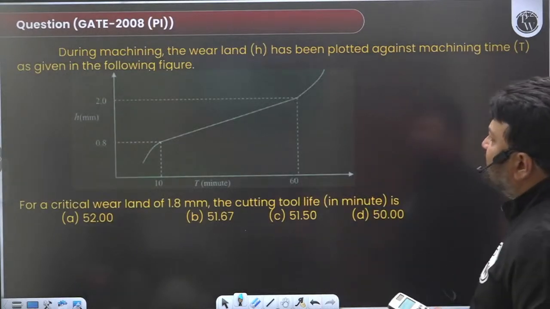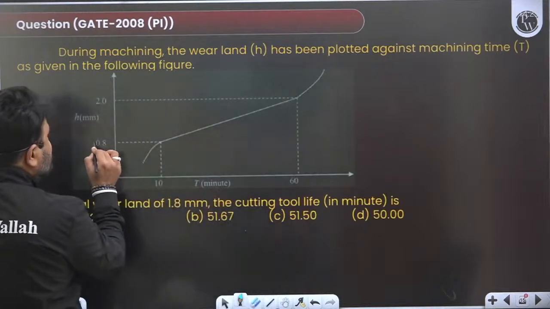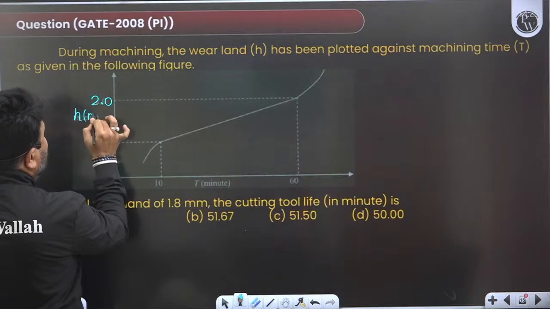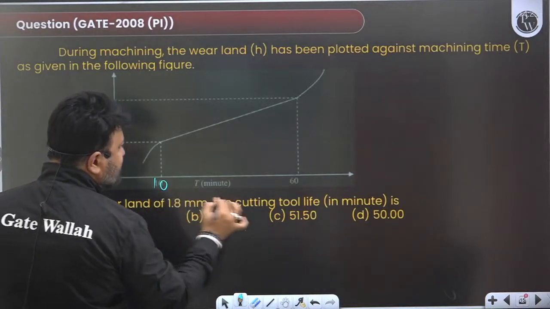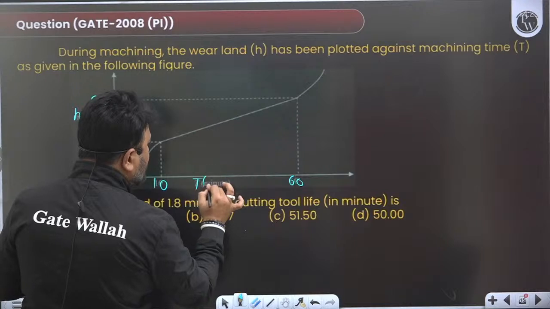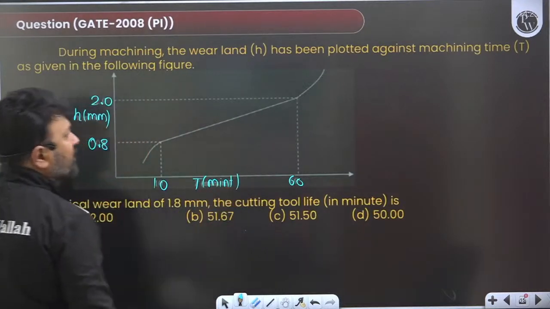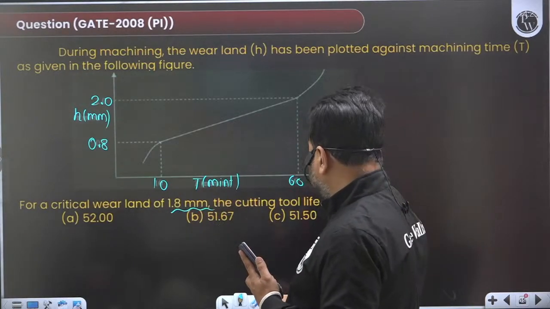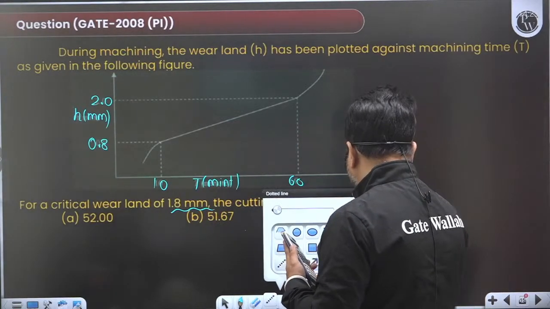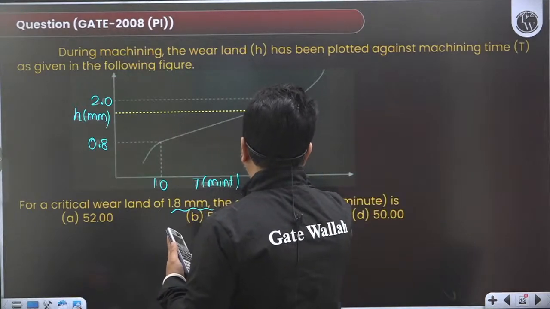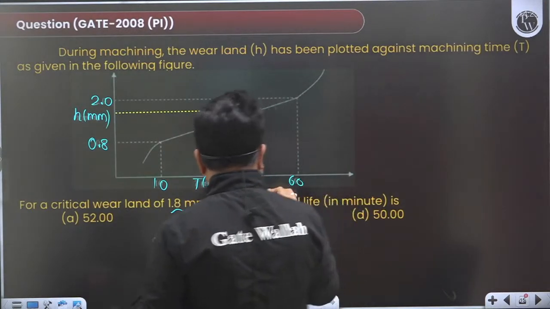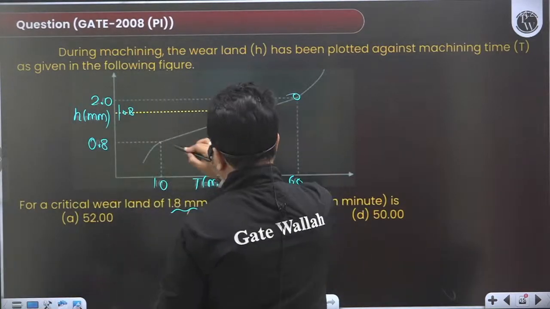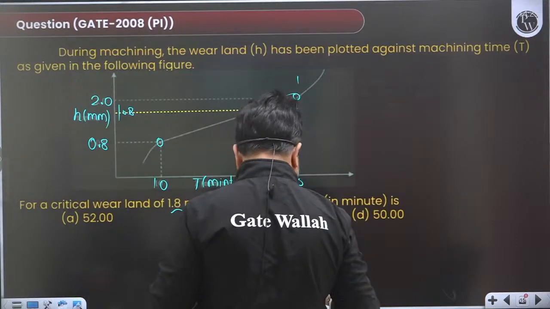During machining, the wear. Here I hope this data is visible to you. 0.8, 2.0, that is the roughness in mm. This is 10, this is 60, tool life in minutes, right? Now he wants to calculate the tool life when the roughness becomes 1.8. So it is obvious that 1.8 comes nearby here, right? So the corresponding tool life is T and this is 1.8. So first we find out the tool life.